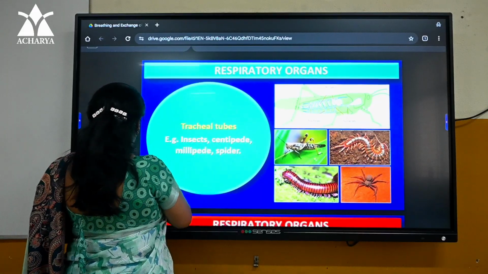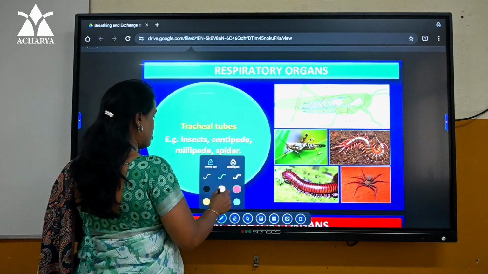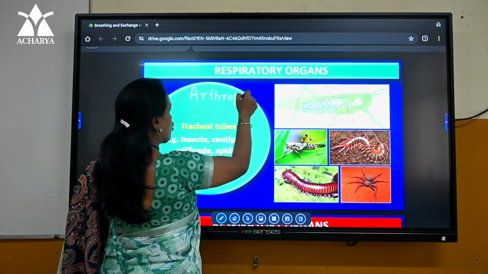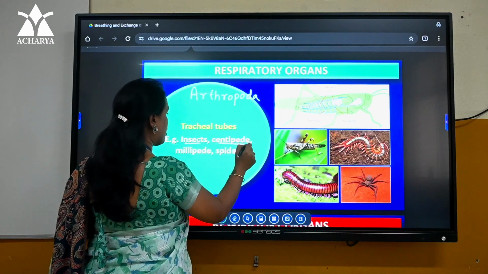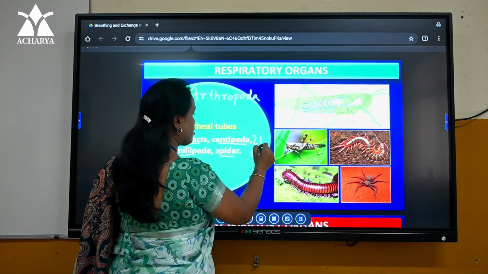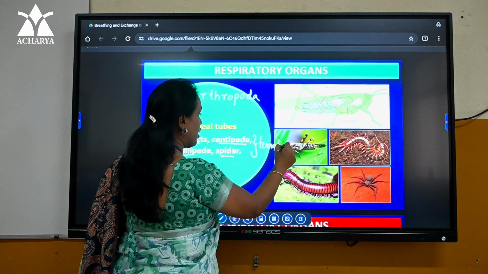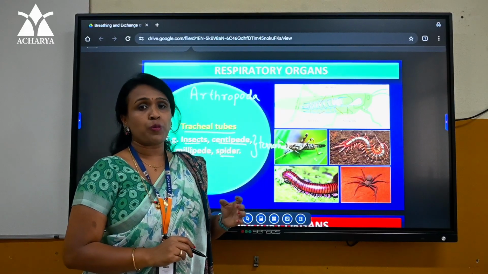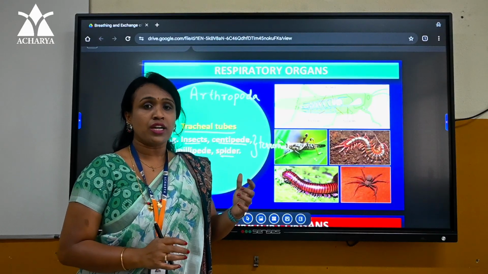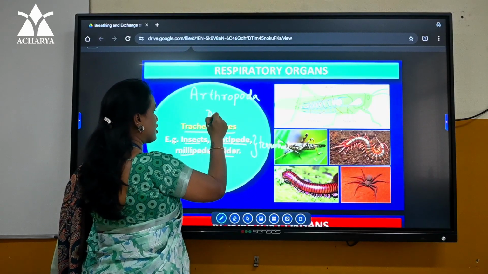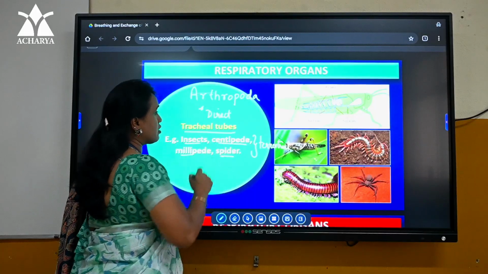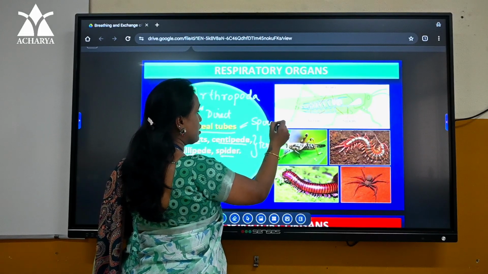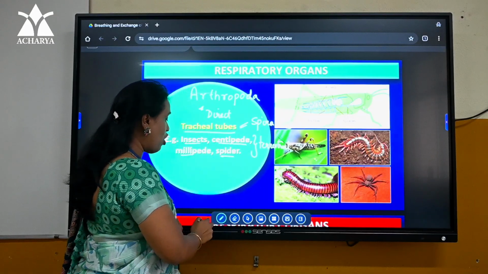Next, coming to the respiratory organs in arthropoda. We see arthropoda in various habitats. Some arthropods like insects, centipedes and millipedes are terrestrial, so they have tracheal tubes which directly reach the tissues. So here direct exchange of gases takes place. The tracheal tubes open to the exterior through openings called spiracles.